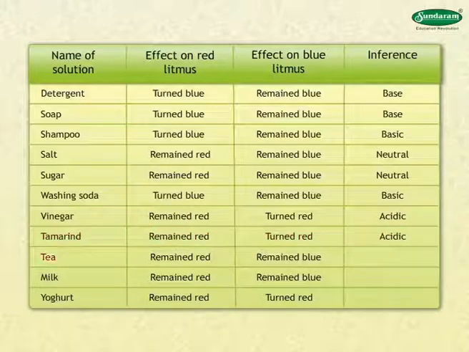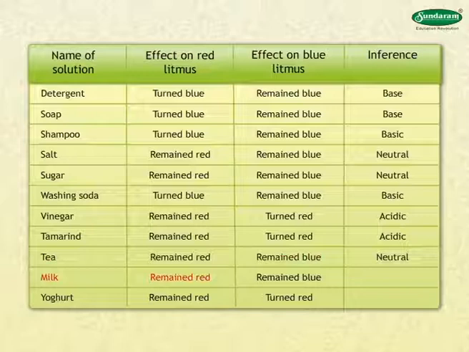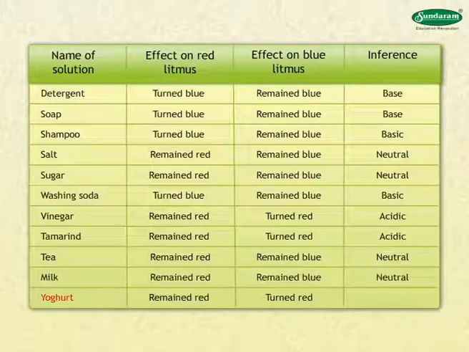In tea, red litmus remained red and blue litmus remained blue, means it is neutral. In milk too, red litmus remained red and blue litmus remained blue, means it is neutral. In yogurt, red litmus remained red and blue litmus turned red, so it is also acidic in nature.